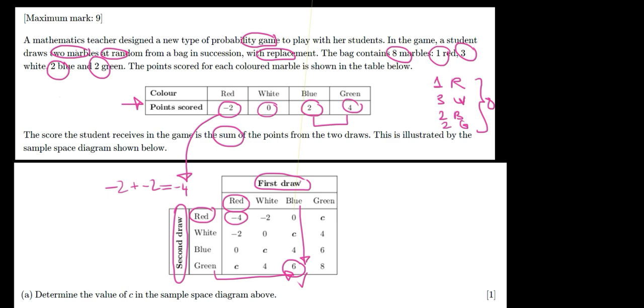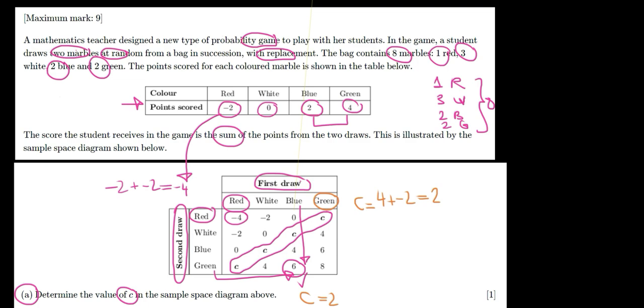They added these scores. However, they didn't add the scores for C. And question A says determine the value of C. Okay, so C has to be the same across this diagonal, meaning that all combinations give us the same answer. Green and red, that would be 4 and -2, right? So 4 plus -2 is 2. So that means C equals 2. I can write the answer, C equals 2.